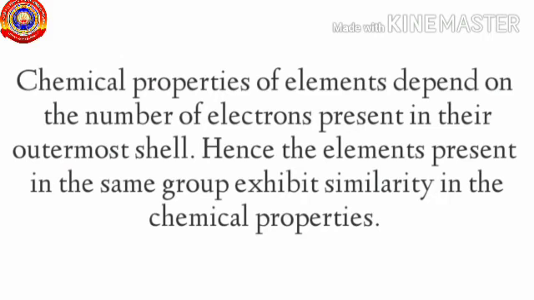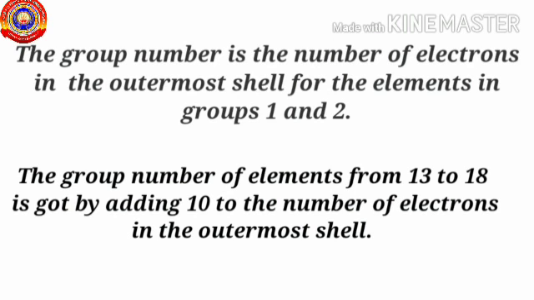They are: the chemical properties of elements depend upon the number of electrons present in their outermost shell. Hence, the elements present in the same group exhibit similarity in their chemical properties. The group number of elements belonging to groups 1 and 2 is the number of electrons present in the outermost shell. And for groups 13 to 18, the group number is got by adding 10 to the number of electrons present in the outermost shell.